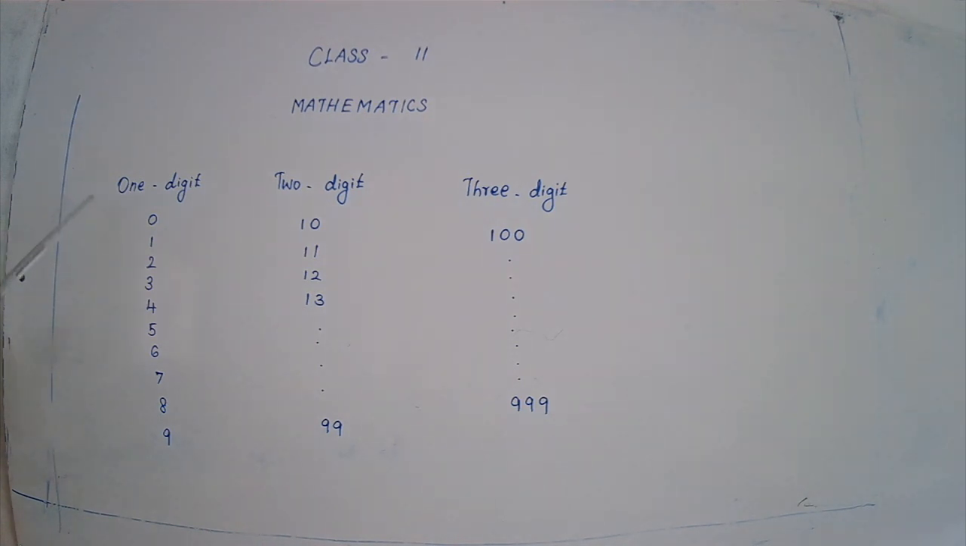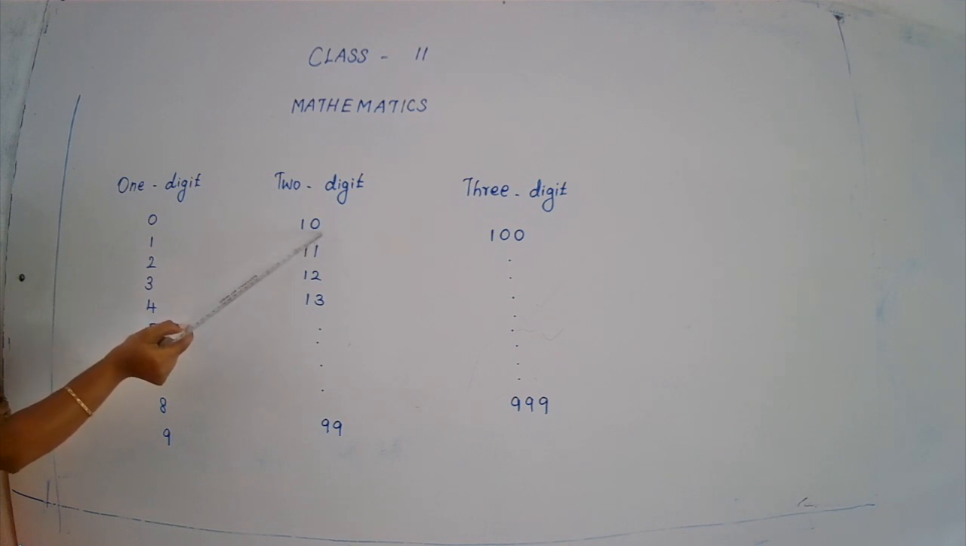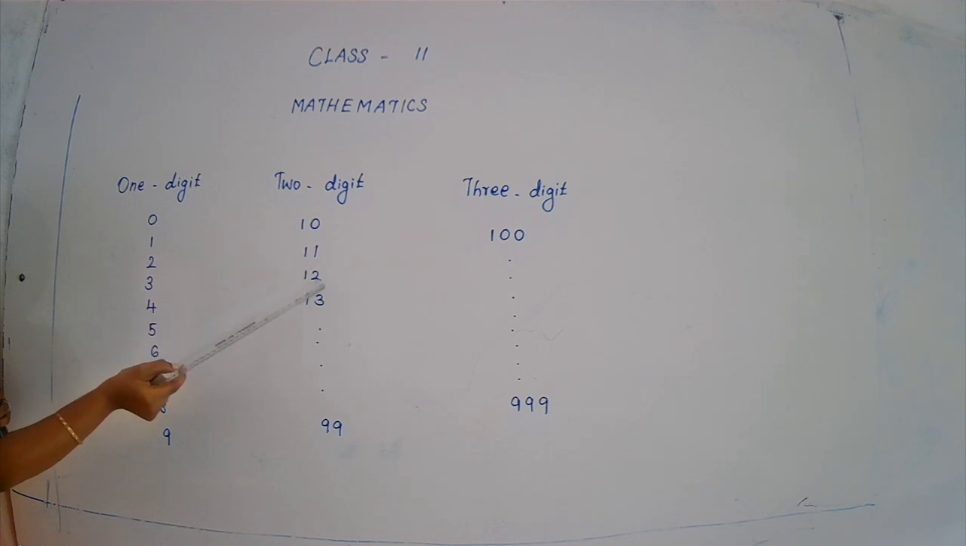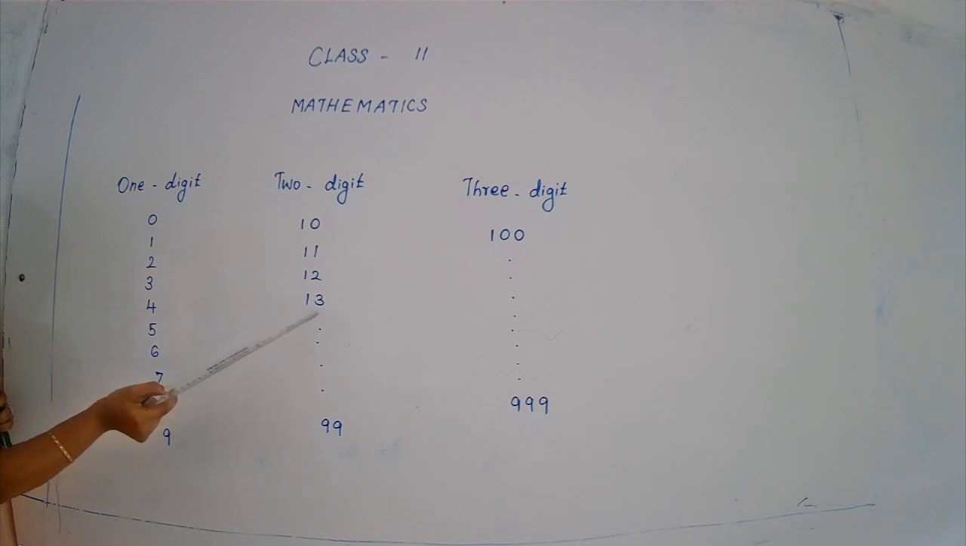See here, this is a 1-digit number. A 1-digit number starts from 0: 0, 1, 2, 3. These are only single numbers, so they are called 1-digit numbers. Then a 2-digit number means 10. 10 means 1 and 0, two numbers are given. 1 and 0, 1 and 1, 1 and 2, 1 and 3. Because there are two numbers, these are called 2-digit numbers.